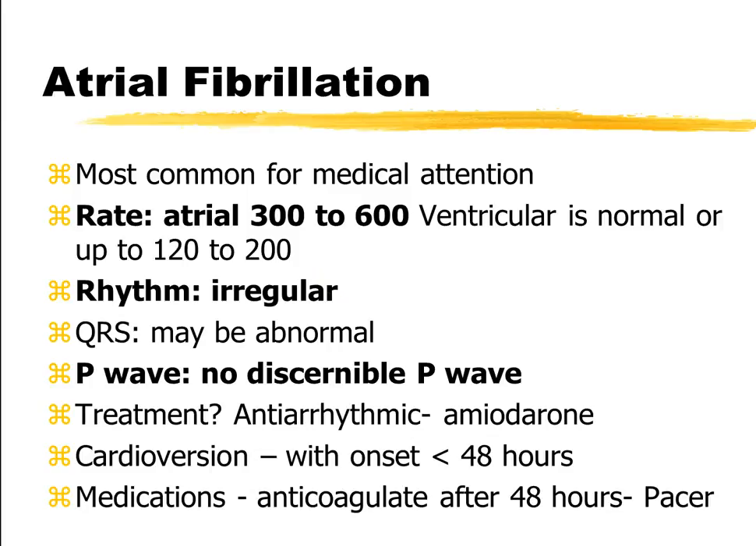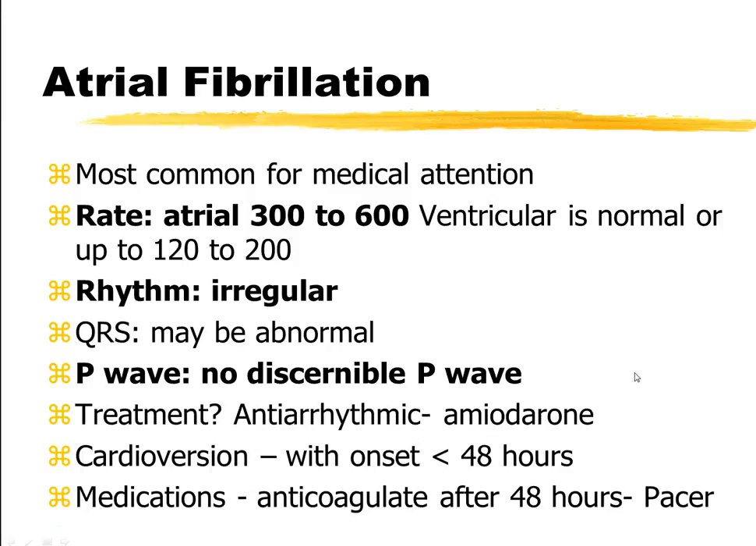The rhythm is always irregular. So if you're looking at atrial fibrillation and wondering if that's the case, the key things are no discernible P wave and an irregular rate. All right, so now when did this occur? When did it start? If we know the start was less than 2 days ago, we may choose to cardiovert that person. If we don't know, then we will often choose to give them an anticoagulant for a while and then cardiovert them after that.